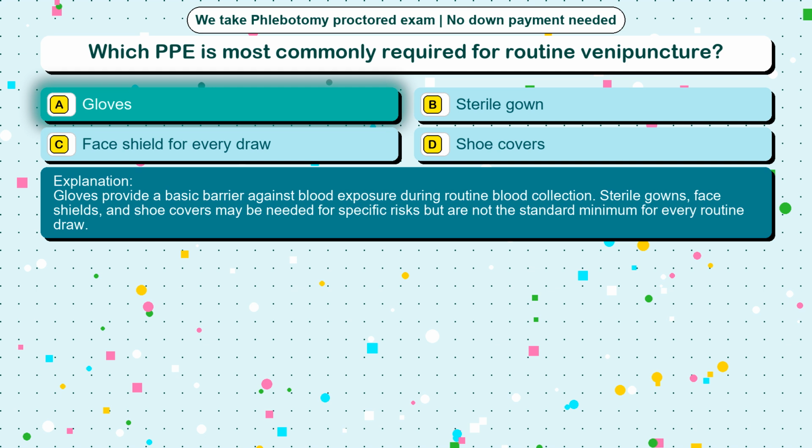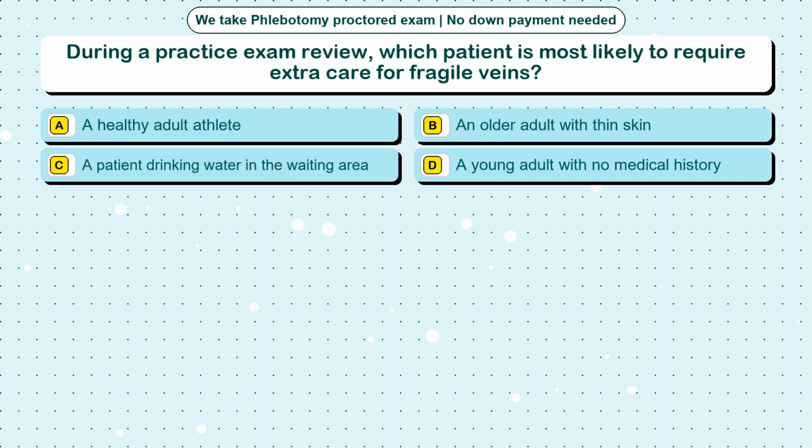Sterile gowns, face shields, and shoe covers may be needed for specific risks but are not the standard minimum for every routine draw. Question 78. During a practice exam review, which patient is most likely to require extra care for fragile veins? Option A. A healthy adult athlete. Option B. An older adult with thin skin. Option C. A patient drinking water in the waiting area. Option D. A young adult with no medical history.